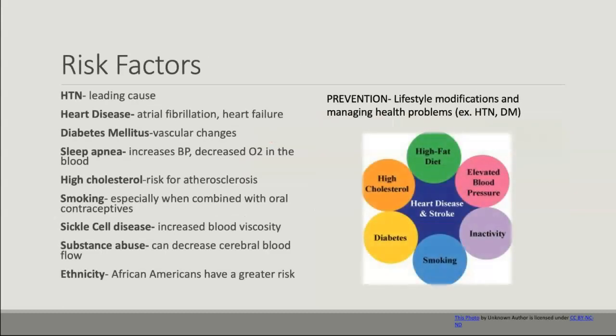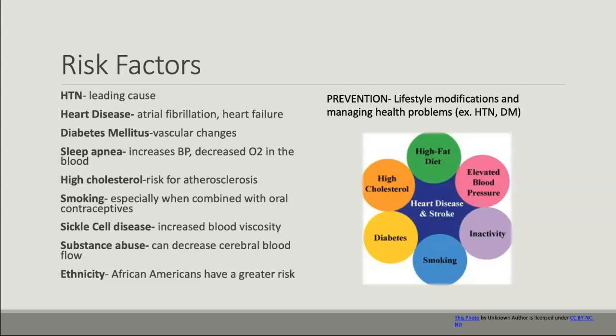Risk factors: hypertension is the leading cause for stroke, so we want to make sure that if a patient has hypertension, it's being managed. Heart disease like AFib, we want to make sure that they're on blood thinners, if there are no risks for them being on it, like increased risk of falling constantly and hitting their head. Diabetes because of the vascular changes, so we want to make sure they're managing their diabetes. Sleep apnea increases the blood pressure and decreases oxygen in the blood, so we want to manage those sleep disorders. High cholesterol increases the risk for plaque buildup, the atherosclerosis.